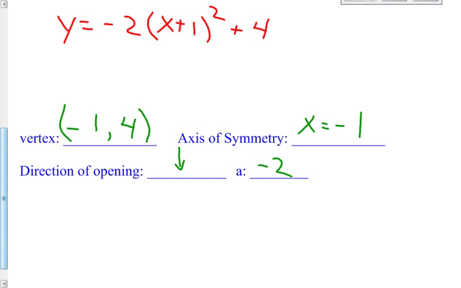Alrighty, that is the process of graphing as well as converting these into vertex form from standard form. Let me know if you have any questions on doing that, because it's a very, very, very important skill.